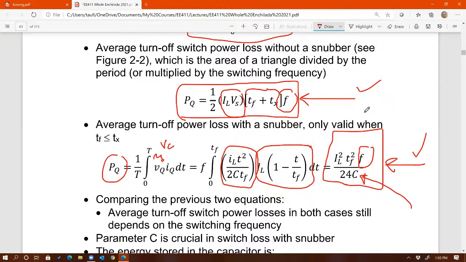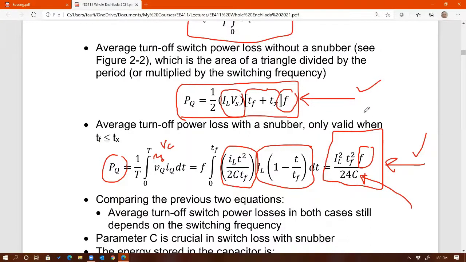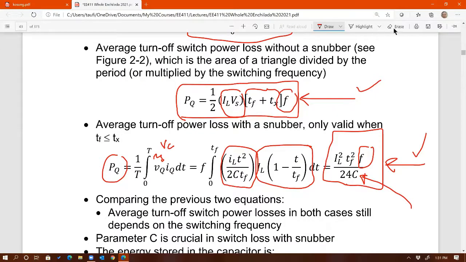Those are the two conclusions I can get from these equations. Number one, before we adjourn, both equations, before and after the snubber, are still a function of switching frequency, just like regular PWM. And then after the snubber, you can see that switching loss is inversely proportional to capacitance value. I'm going to end it at that point.